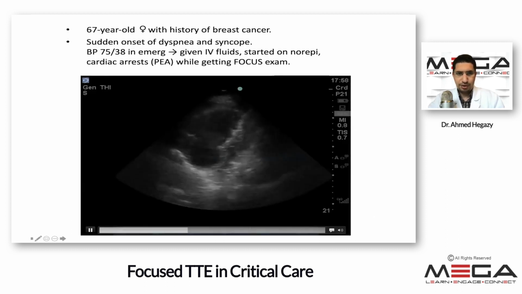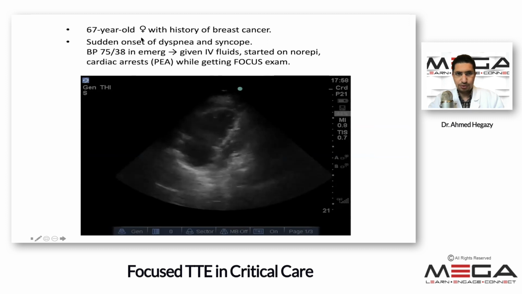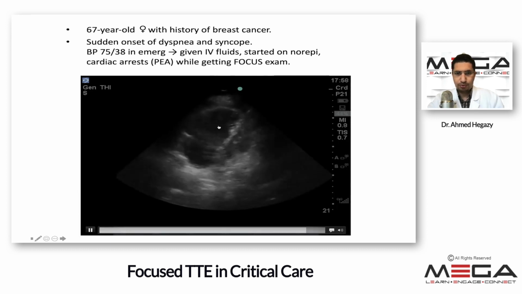Okay, another case here, I think this is my last case. You have a 67-year-old lady with a history of breast cancer. She presents with sudden onset dyspnea and syncope. Her blood pressure is 75/38, so she's very hypotensive. She's in shock in emerge. She's given intravenous fluids, started on norepinephrine, and basically we try to get an ultrasound exam.